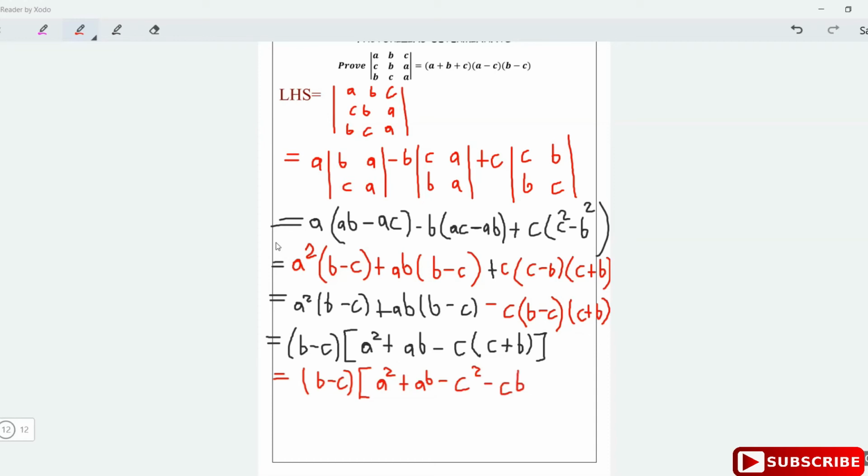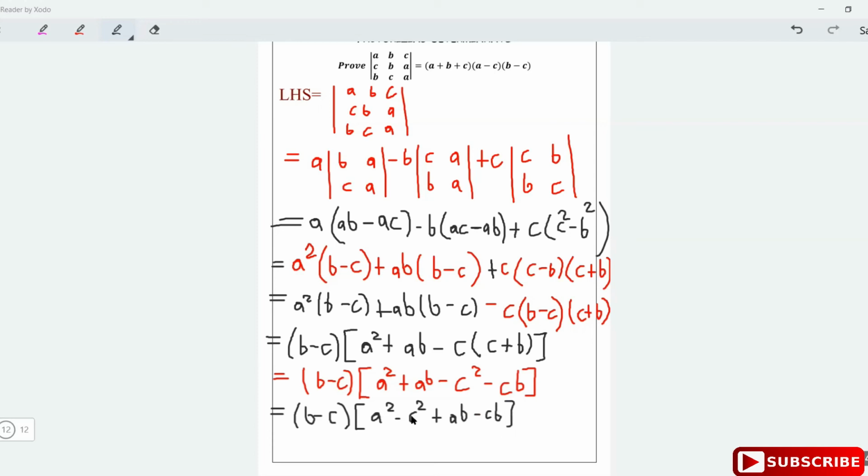Nice. Now look at this. This a squared minus c squared is a difference of two squares. So we're going to group those two parts together. This b minus c, I'm going to group it. Well, b minus c times a squared minus c squared, I'll put those beside each other, plus ab minus cb.